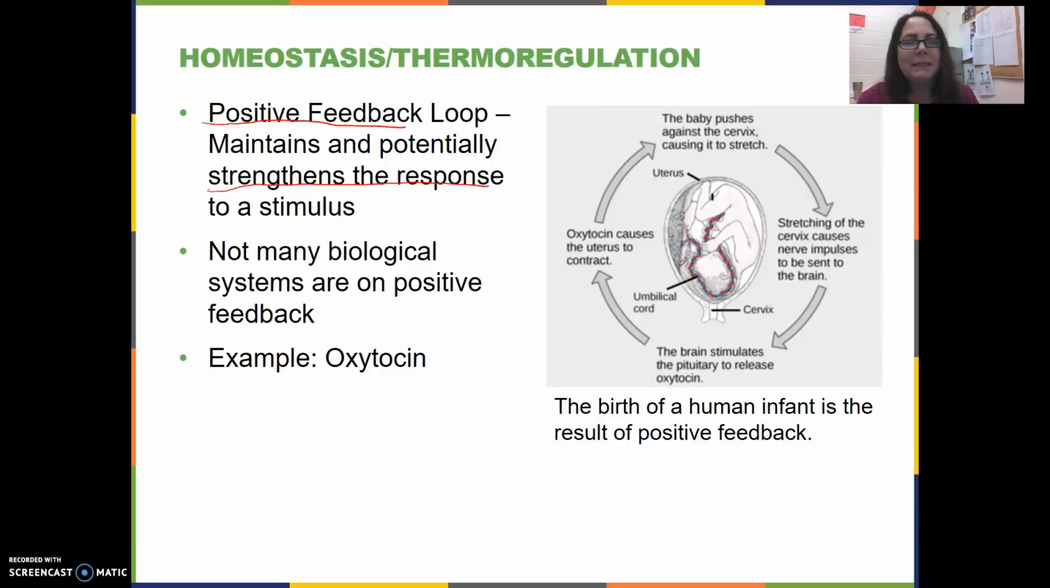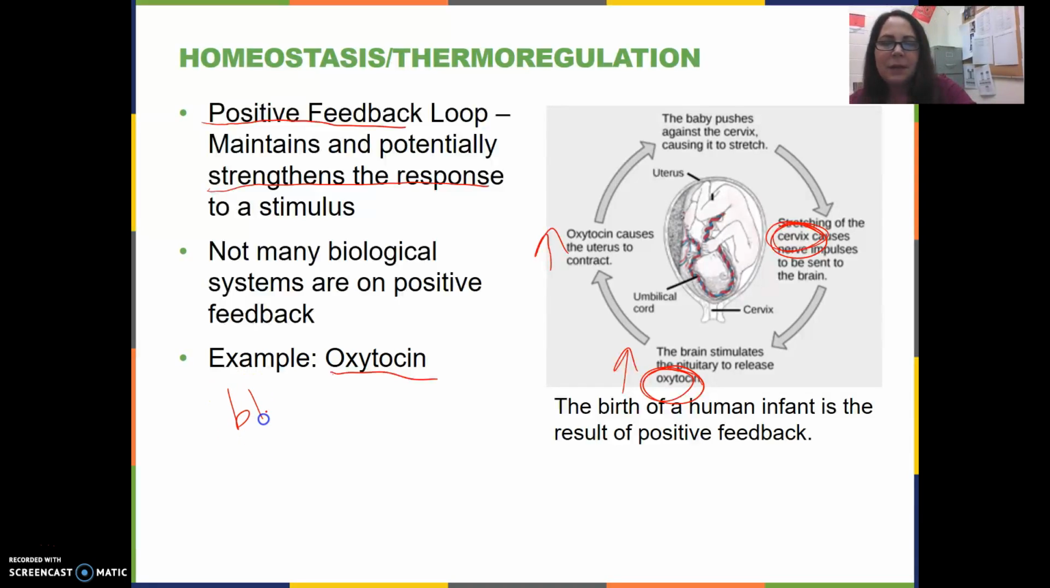So what happens is labor pains are caused by the stretching of the cervix and the walls of the uterus. Labor pains cause the release of oxytocin, which causes more contractions and more pain, which causes the release of more oxytocin. So increased stretching increases oxytocin, which is released by the pituitary gland in the brain. Increased oxytocin causes increased contractions, and that is a strengthening of the response. And that occurs until the process is over.